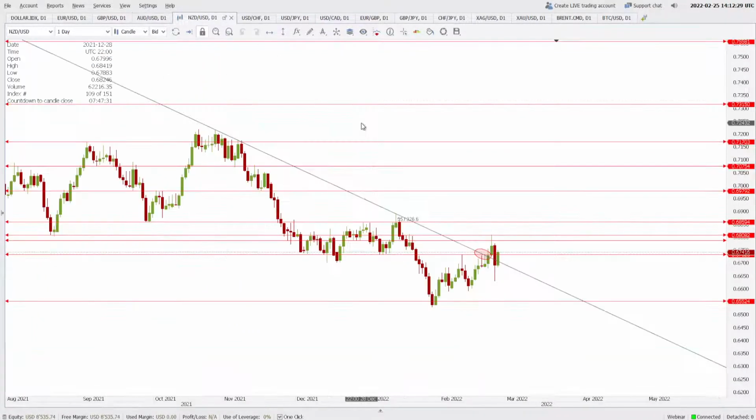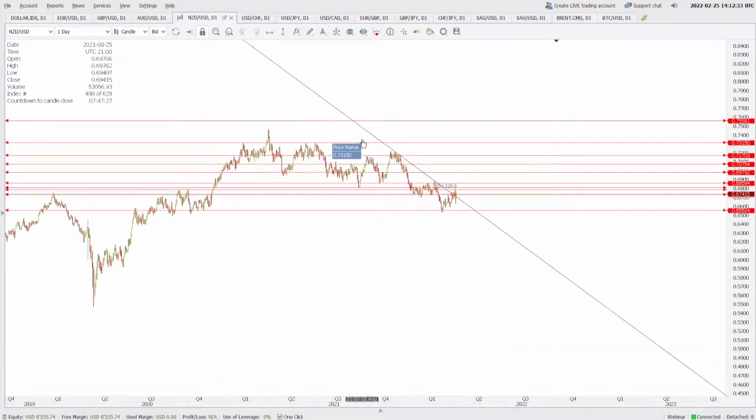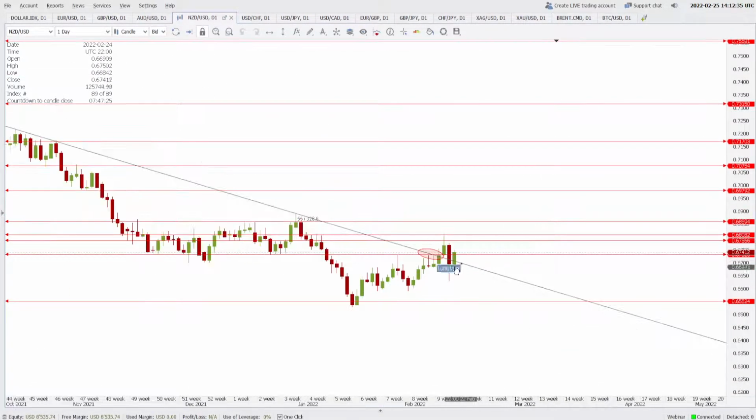But before that, we should take a look at the New Zealand dollar. Okay, this long-term trend line is broken. The price closed the day higher yesterday. Because of this immediate sell-off, the price went lower. But I think rather than calling this one a fake breakout to the upside, I think we should call this one a fake breakout to the inside.